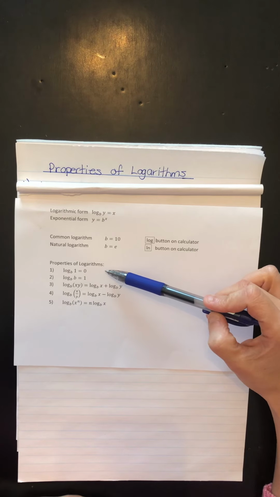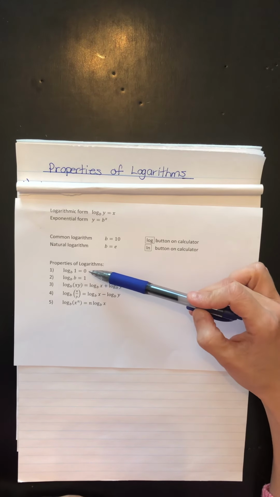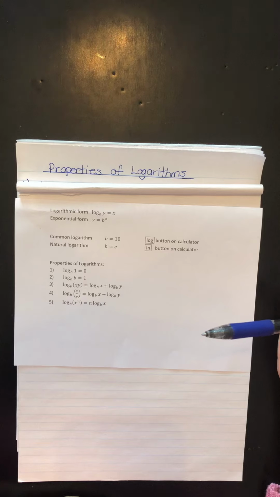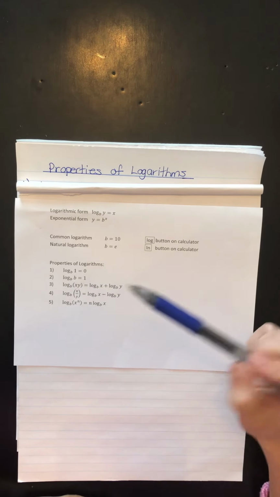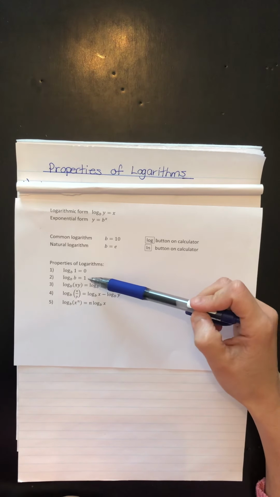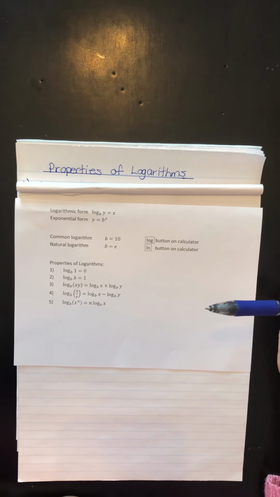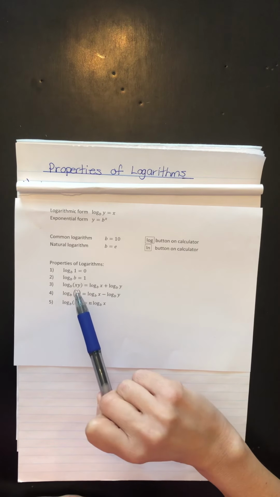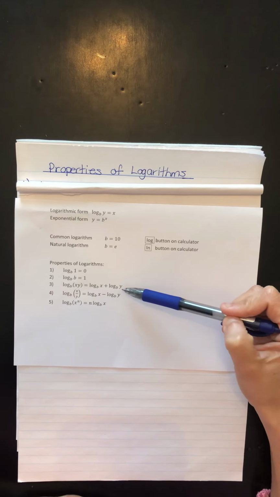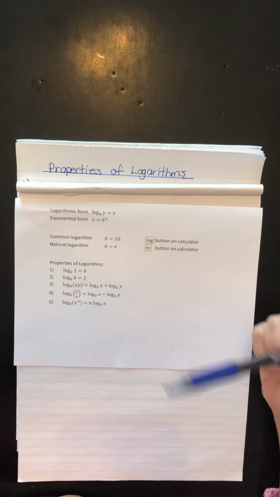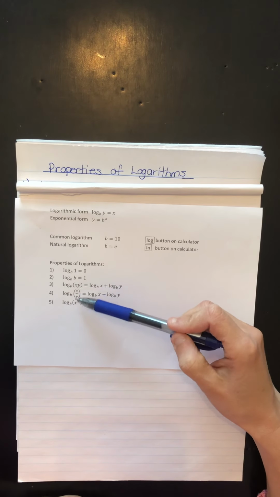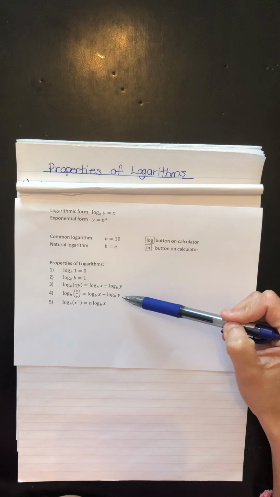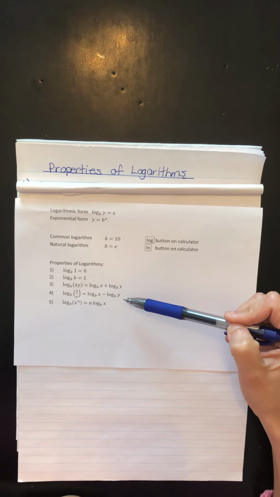Property 1, the logarithm of 1 is always 0 regardless of the base. Property 2, when the base matches the argument, the logarithm is equal to 1. Property 3, if you have a product in the argument, we can break that into a sum of logarithms. Property 4, a quotient in the argument becomes the difference between 2 logarithms.